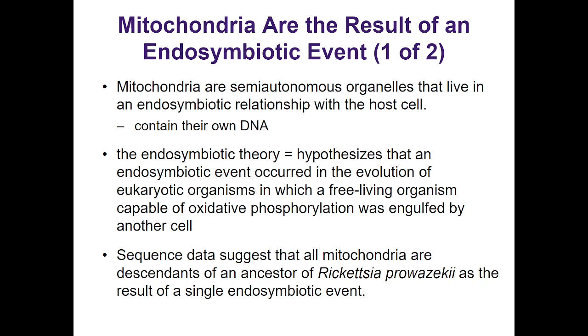Okay? The sequence of data suggests that all mitochondria are descendants of an ancestor of Rickettsia prowazekii. I'm terrible at Polish names, but you can look it up. I'm sure somebody has pronounced it correctly at some point. The result of a single endosymbiotic event, they are highly conserved. They change very slowly over time. That's why you can trace DNA from a mother back 10,000 years, no problem. Okay?